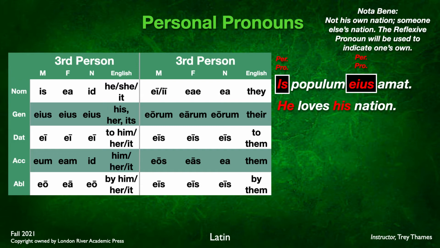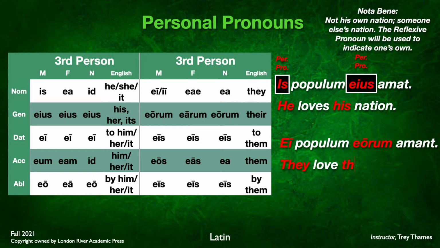Now, we got a little note here. Notice that this is not his own nation. This is someone else's nation. This sentence is communicating this person, whoever the subject is, whoever he is, he's loving somebody else's nation, not his own. If the Roman wanted to indicate that he loved his own nation, we're going to use the reflexive pronoun, which we're going to look at here in just a minute. But the reflexive pronoun would mean he loves his own nation. Here we simply have he loves his nation. Who the his is, we don't really know. Context would have to tell you.